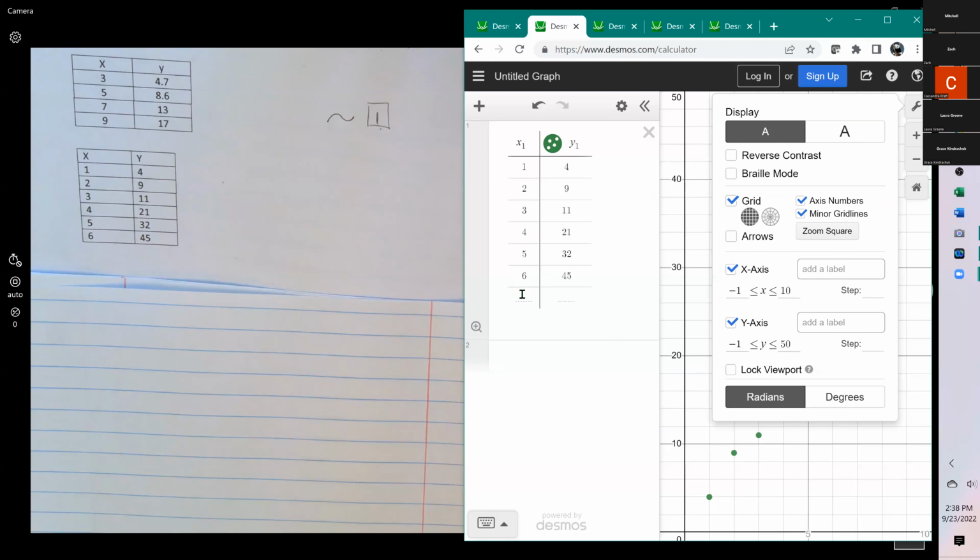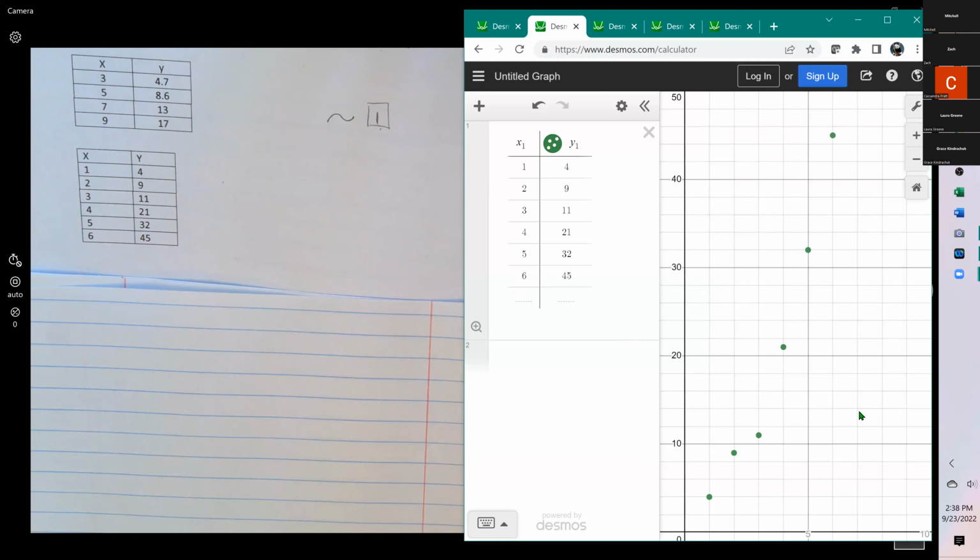So it's going 1 to 6. I went -1 to 10. Go a little bit bigger than 6. And then the y's go from 4 to 45. So I went -1 to 50. And that way, all my points, I can see them. Looks like a straight line's not going to be as accurate as one of the ones that bend. So I would think the power or the quadratic would probably be better than the straight line.